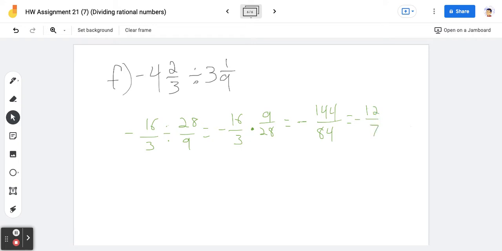And if I want to rewrite it as a mixed number, I know that 7 goes into 12 once, and what's left over is 5 twelfths. So either one of those is acceptable at the end. If it doesn't specify a mixed number or an improper fraction, you could leave it as is either way. So both of these would technically be right.